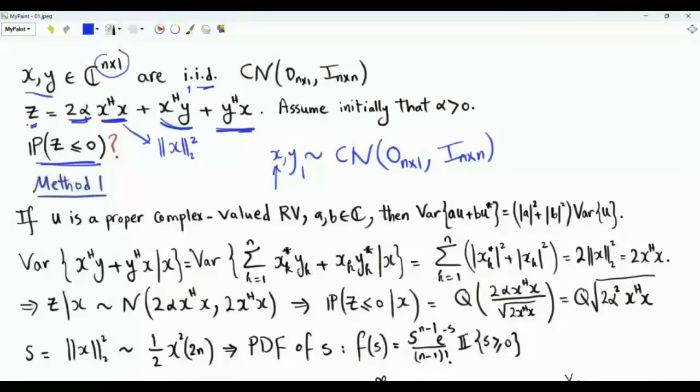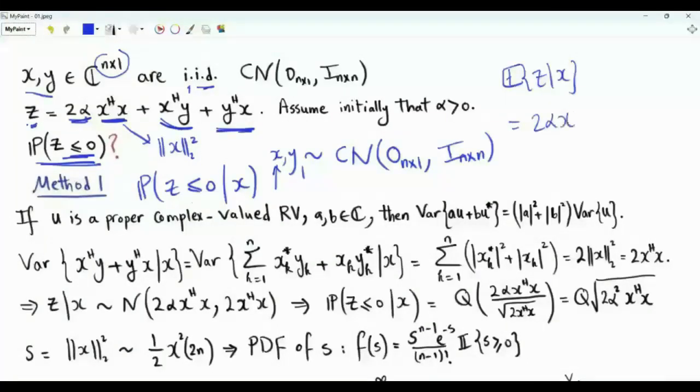So the first method starts by computing not this probability, but the probability that Z is less than or equal to zero given the random vector X. This probability is relatively easy to obtain because given X, Z is Gaussian, real valued Gaussian. And because it's a real valued Gaussian, we need to obtain its two parameters, the first moment, the mean, and the variance. Given X, what is the expected value of Z?